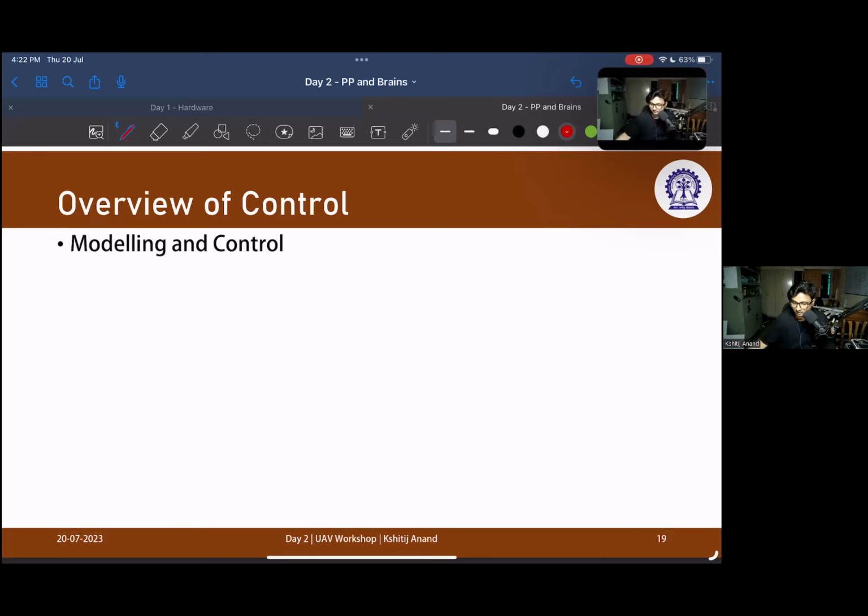So, modeling and control. What is modeling and what is control? Modeling is when you try to describe a physical system in terms of mathematical language so that we can have a representation of it in science. That's as philosophical as I can get. It's as simple as writing down the maths for it.